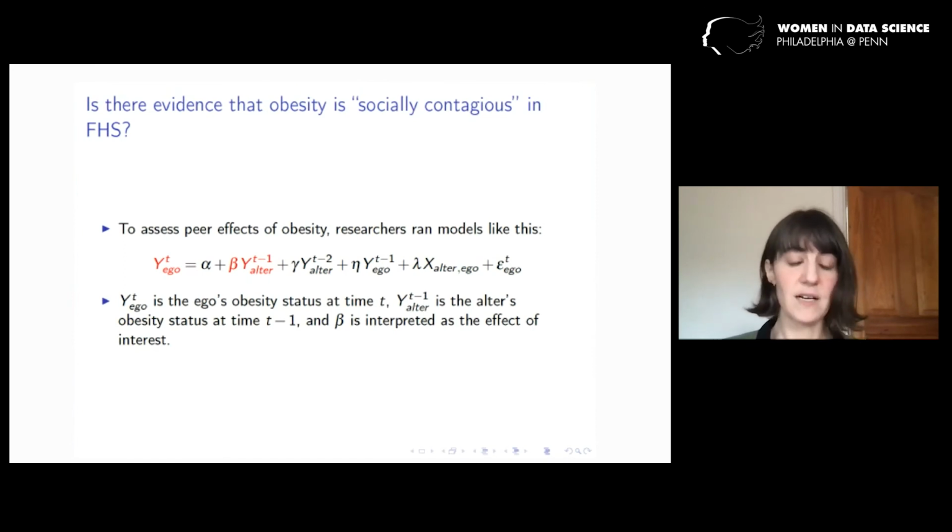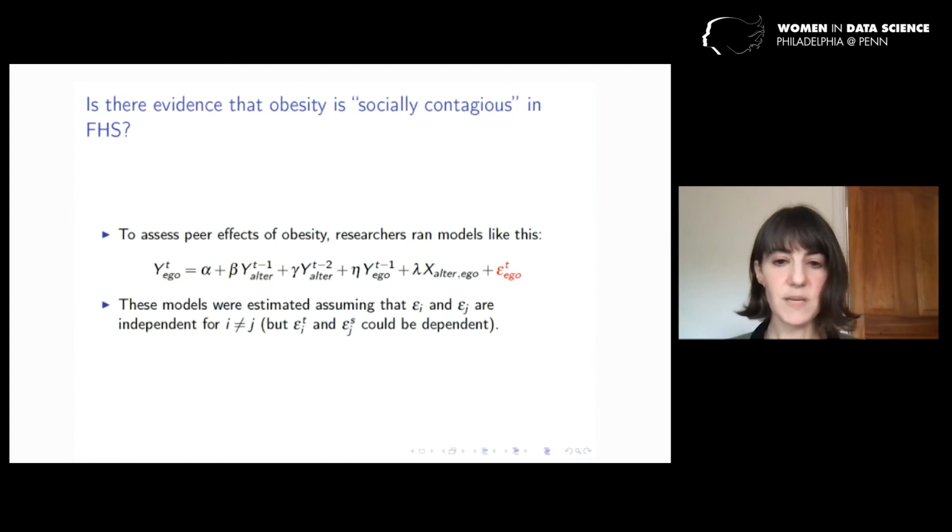And they control for both the alter and the ego's past obesity and for baseline covariates. What's most important to note here is that each alter-ego pair in the regression is assumed to have independent errors. So this assumes that each edge in the network is independent, even though the same node can be the ego in multiple pairs, and even though the data comprise multiple extended families. So there are strong scientific reasons to suspect that the errors might not actually be independent here.